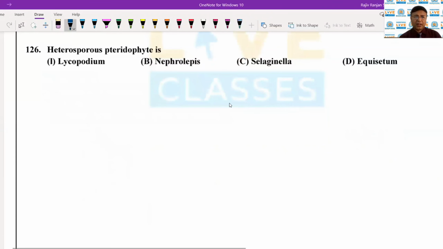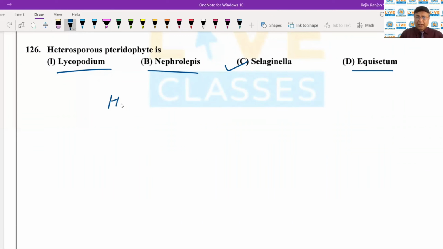Lycopodium is a lycopsid, but it is homosporous. These three are homosporous. Means they produce the same type of spores. They just produce one type of spores. On the other hand, Selaginella is heterosporous, and it produces two types of spores.